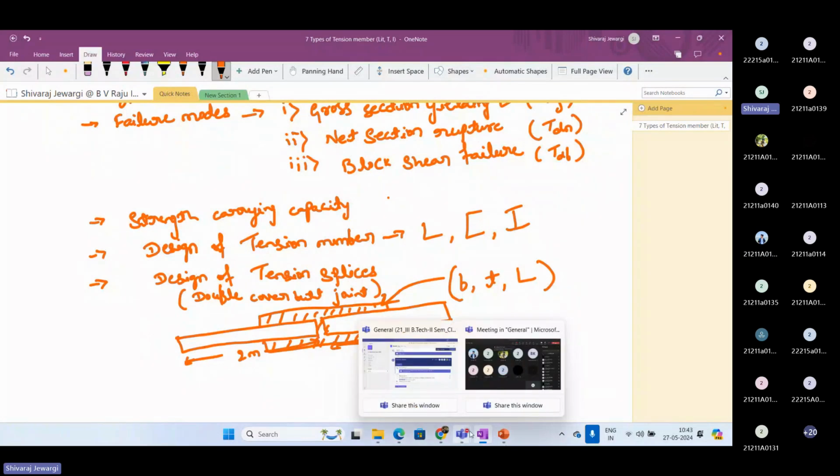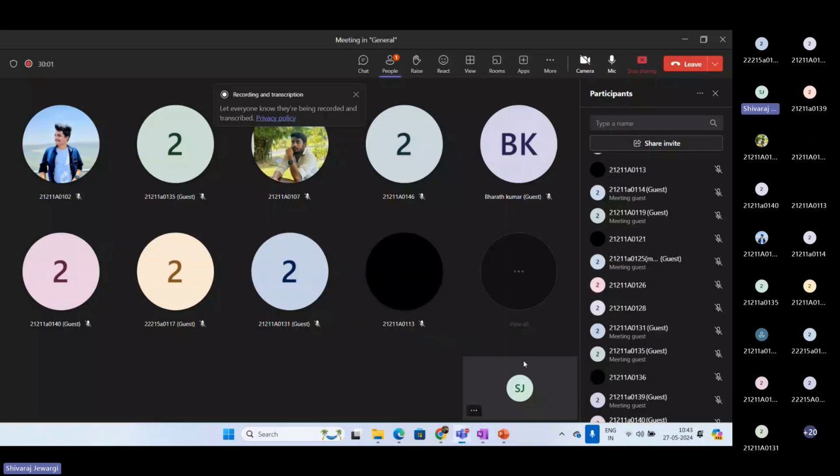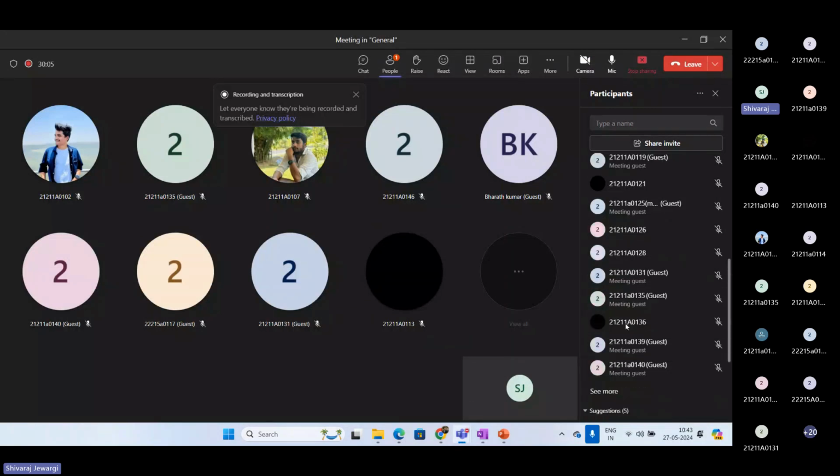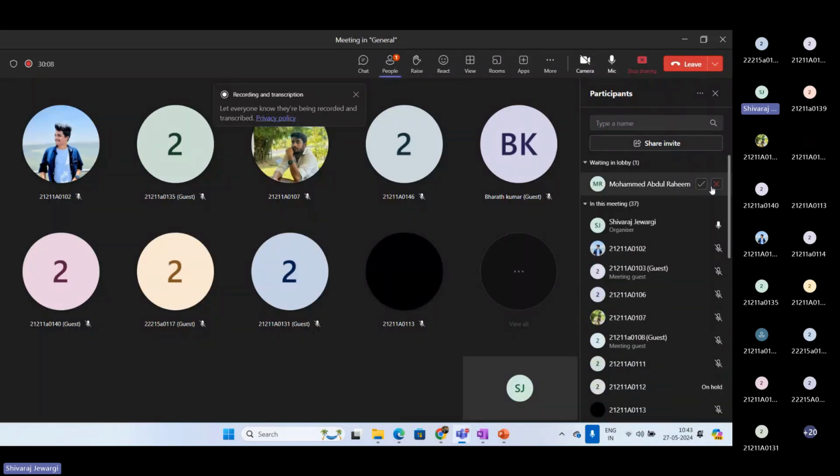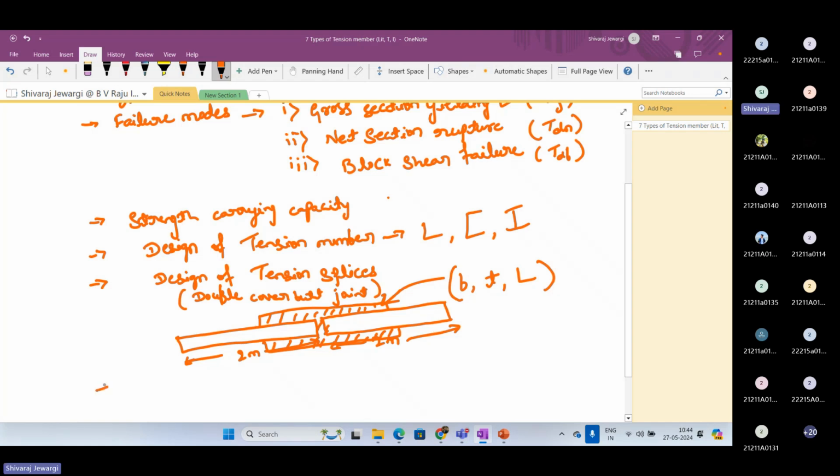I hope you all are clear with this topic, and we have done problems also. I'm just glancing at the things that were covered. So now, moving on to the next and last concept in this chapter, which is design of lug angle. Lug angle.